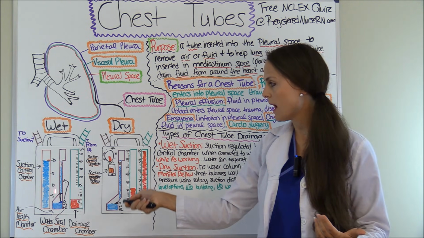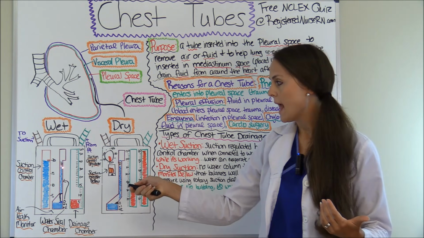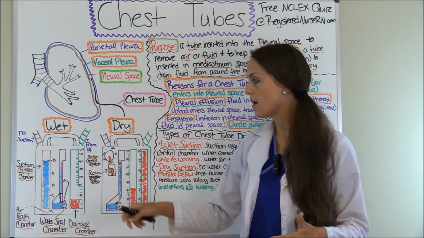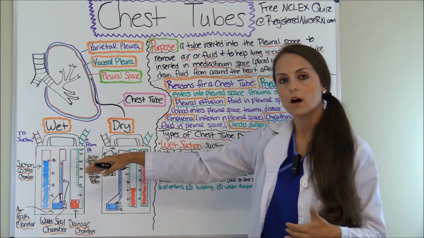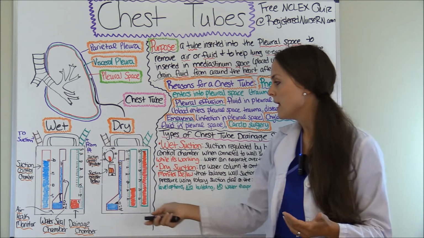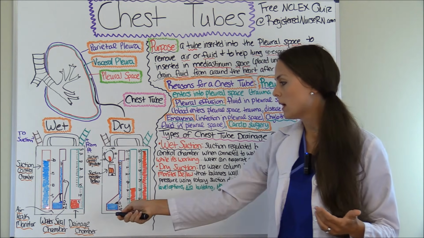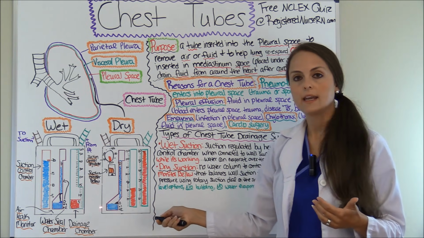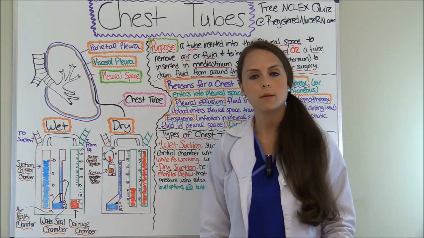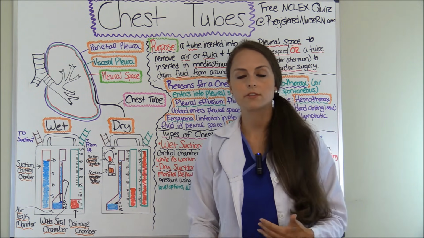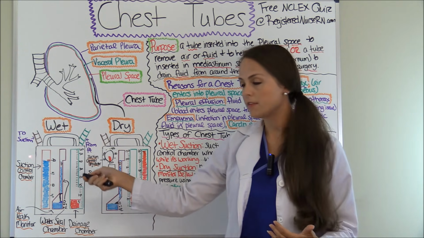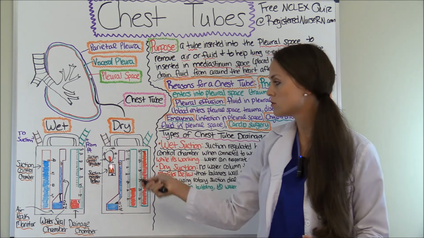Then in the middle, you have your water seal chamber, and there's blue water in this. As the patient breathes in and breathes out, this water will oscillate up and down, and sometimes there's a little ball in there that will move as well. And then you have an air leak monitor area, and in this area you are looking for bubbling, because if you see continuous bubbling, which we'll go over in depth whenever I'm covering the nursing interventions, there could be an air leak. And then over here at the very end you have your suction control chamber.